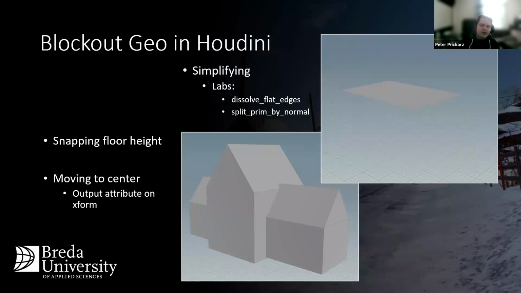And inside of Houdini, dealing with blockout geometry is actually quite simple because the SideFX Labs tools have useful nodes for that. So the dissolve flat edges node pretty much cleans up the topology you get from Unreal. And then split primitives by normal is really cool because you can easily isolate the walls, roof, and floor to work on that. One really important thing is snapping the floor height because you don't want the user to end up fiddling around with aligning the floor accurately for ages.